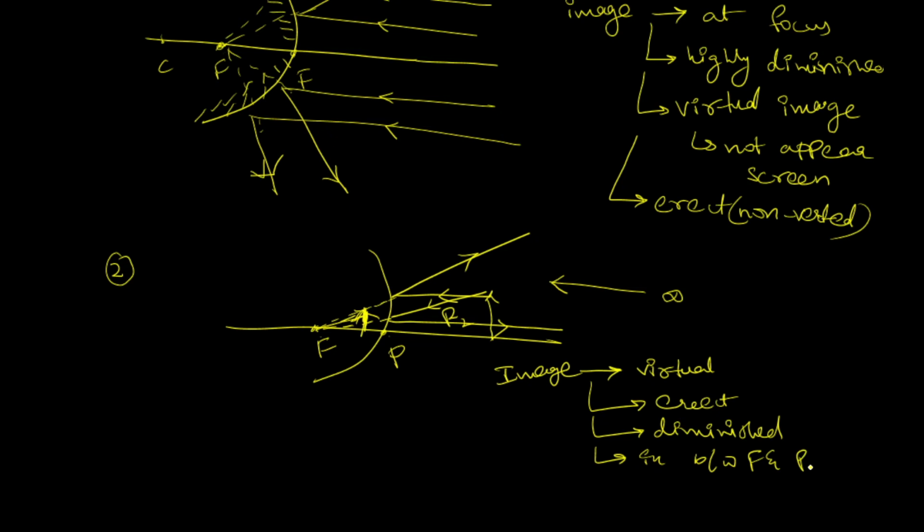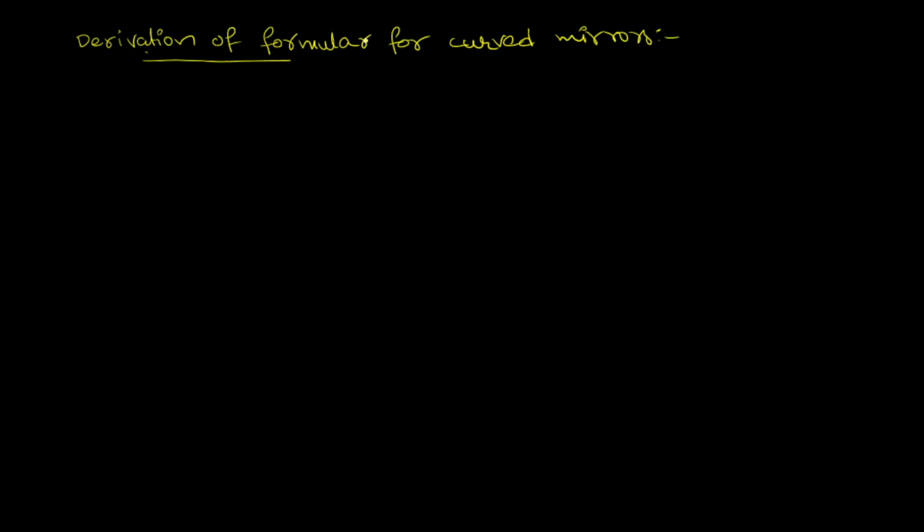Okay, this is all about the formation of the image when the object is placed at different positions for a convex mirror, right? And our next topic is derivation of formula for curved mirrors. This formula is also known as the mirror formula for curved mirrors.